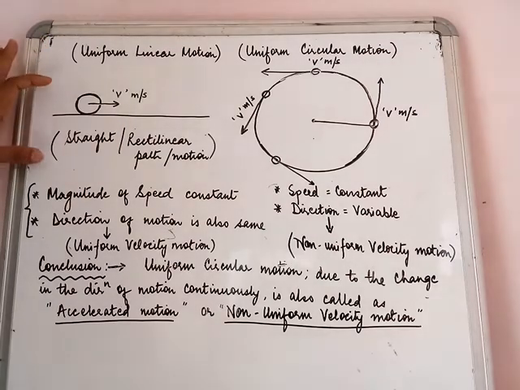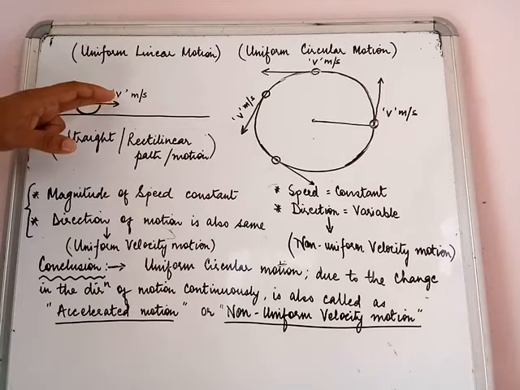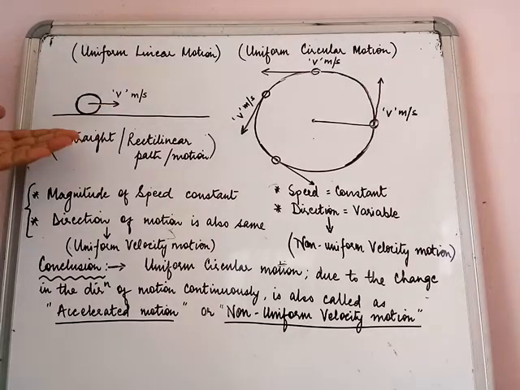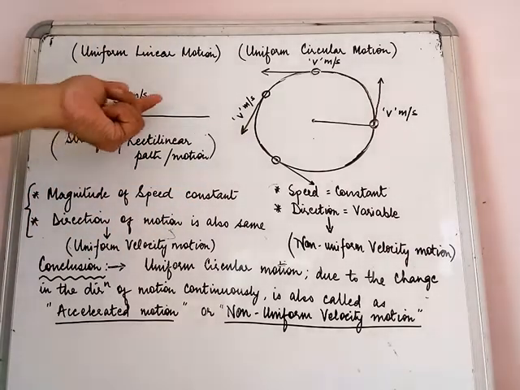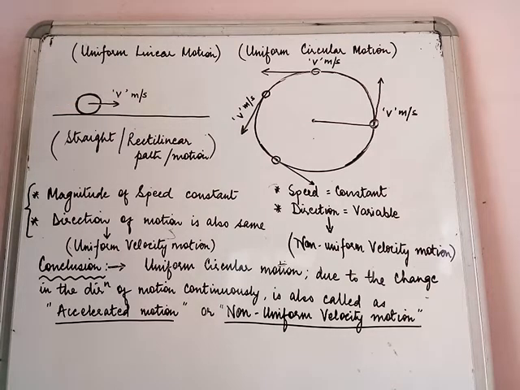So if we have a look at the motion of this particular ball, it is moving, let's say, at a speed of v meters per second. So what we can say over here is that the magnitude of the speed is constant. So the value of the speed with which it is moving forward is constant. So that is one aspect.